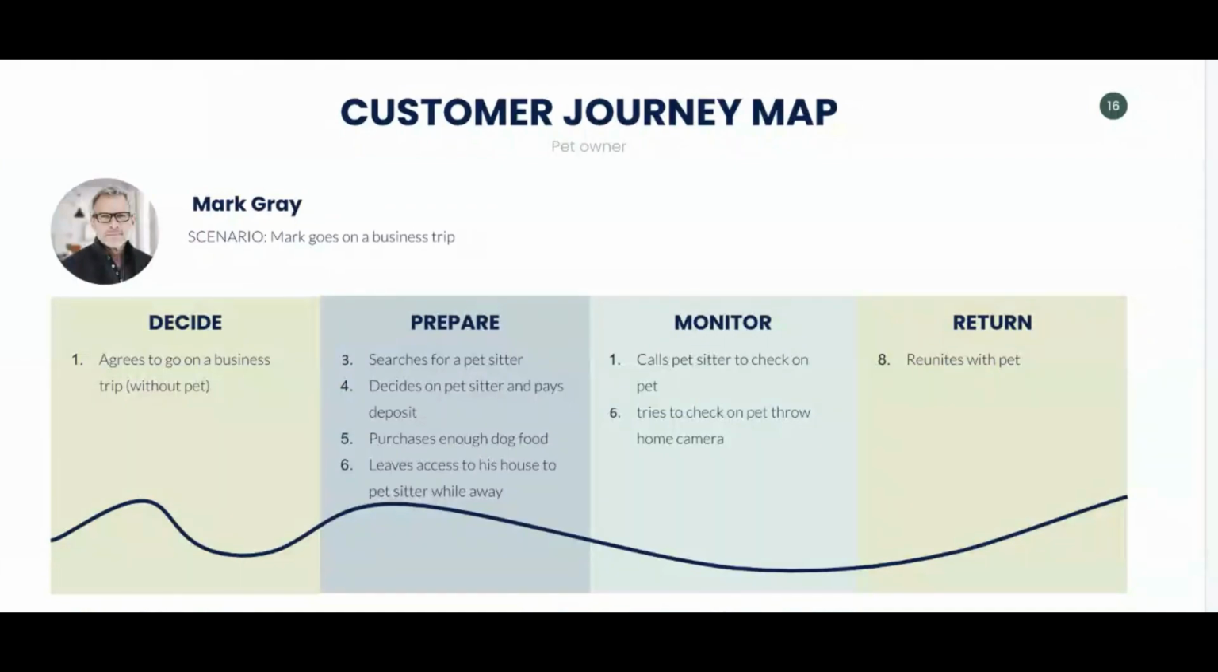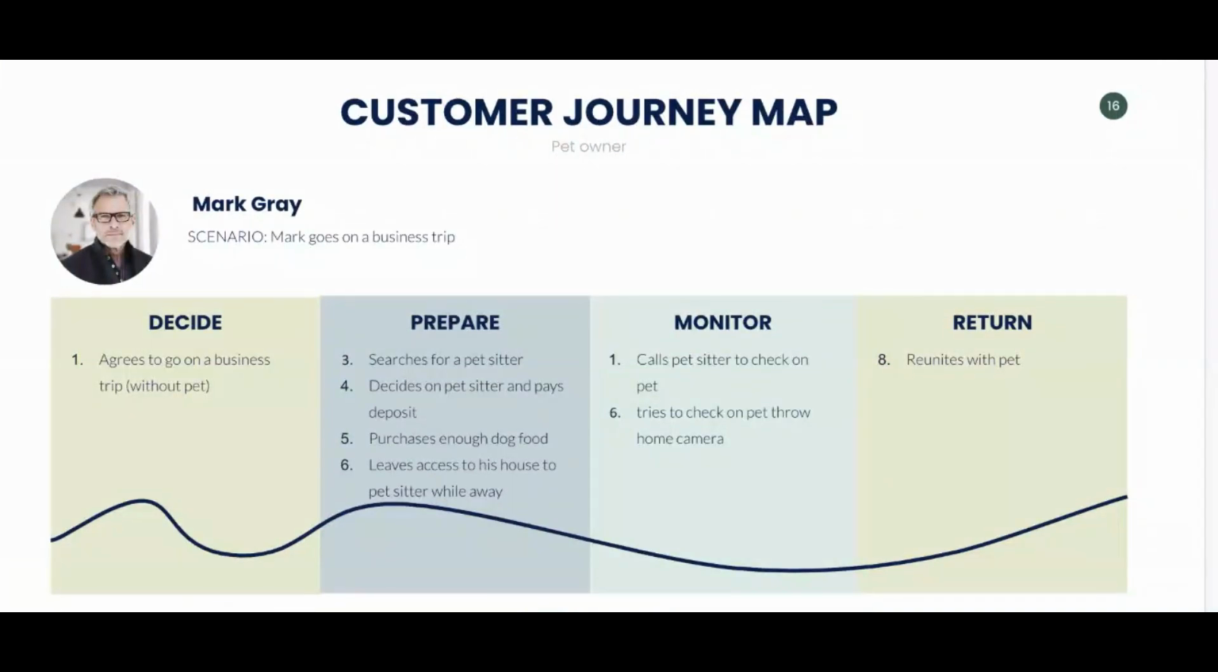So to prepare for the trip, he has to search for a pet sitter. He has to decide on the pet sitter and pay a deposit for them to come in and take care of this pet while he's away. He has to purchase enough dog food to last the dog while he's gone. You have to leave access to his house to a pet sitter while he's away, so the pet sitter can come in, take out the dog, get the dog outside, and all these different things for him while he's not there. Then he has to monitor.